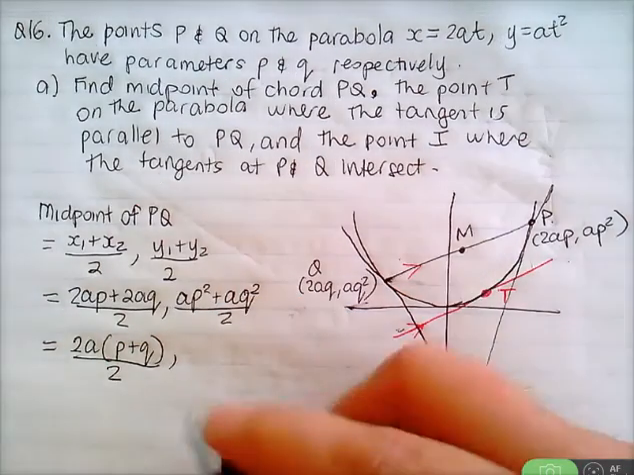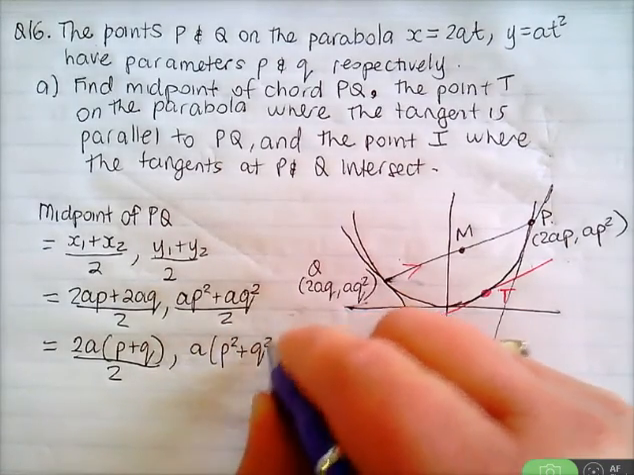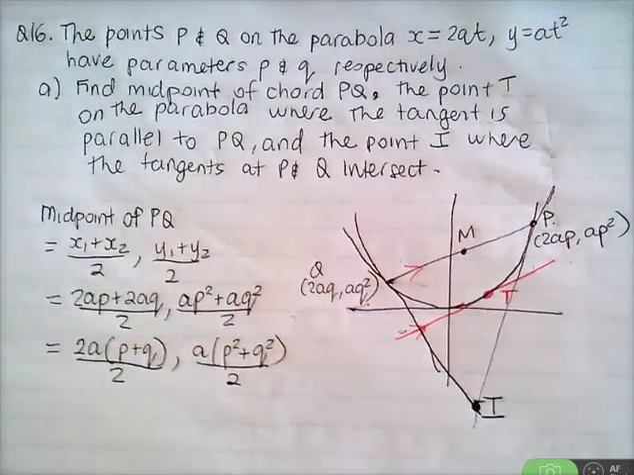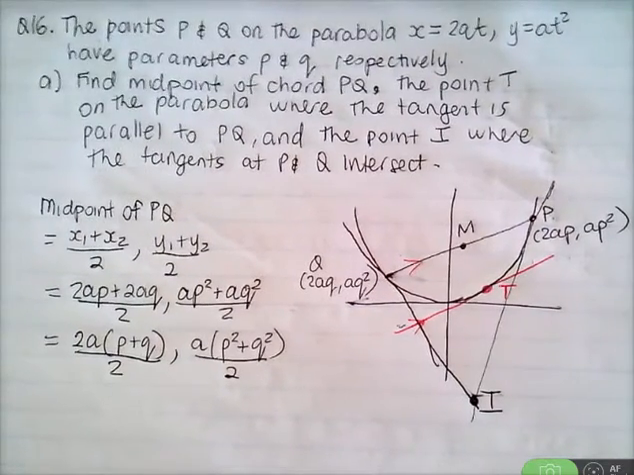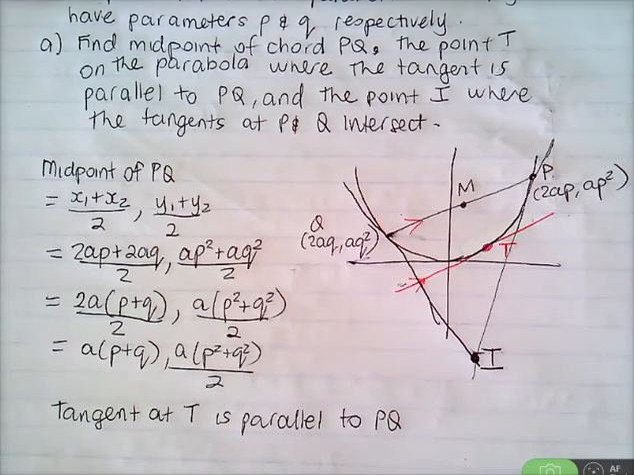Factorize, because you're going to have to do something with it later. A bracket P squared plus Q squared cannot be simplified unless you're doing extension 2. And our next bit, the tangent at P we know is parallel to PQ.